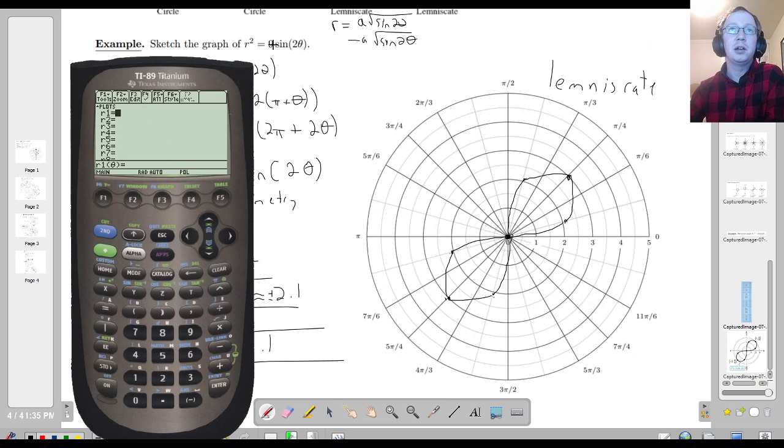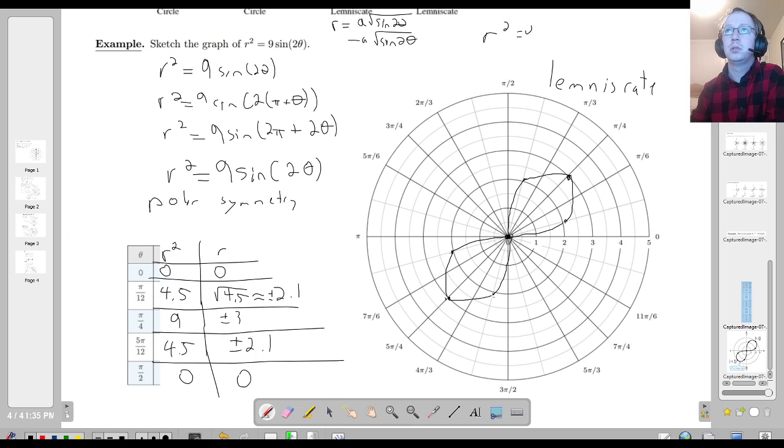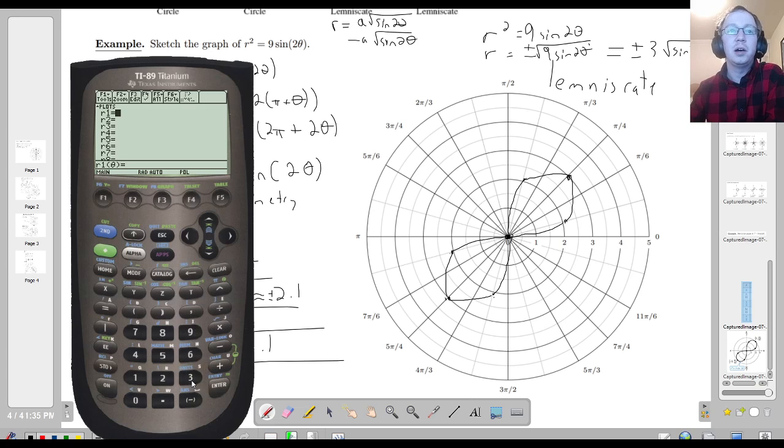Now, if I go to plug this in, I have to be a little bit careful. I can't just type 9 sine 2 theta. That's not what r equals, that's what r squared equals. So let's take the square root of both sides. r is plus or minus the square root of that. In other words, plus or minus 3 times the square root of sine 2 theta. So I'm going to have two separate equations if I want to double check this. I'll have 3 times the square root of the sine of 2 theta, or I can have the other version, negative 3 times the square root of the sine of 2 theta.